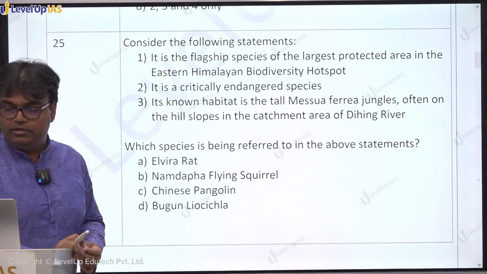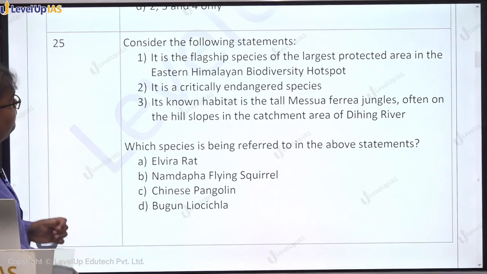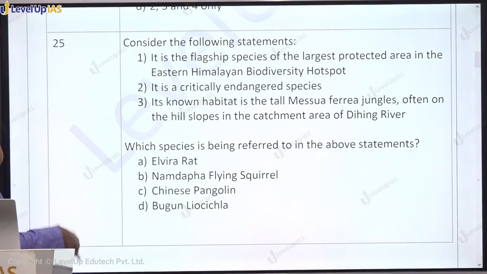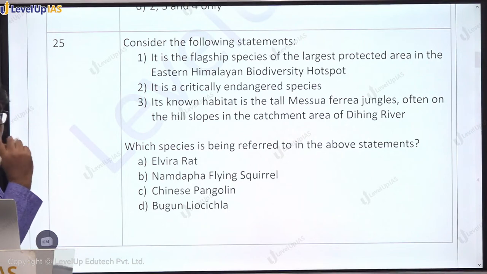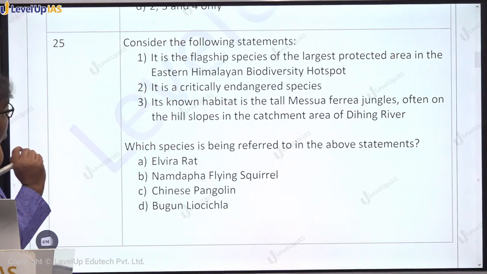25. Haan, Hustan Prabhakar. It's a flagship species of the largest protected area in the Eastern Himalayas. Eastern Himalayas mein largest protected area kaun sa hai? Namdapha National Park. It's a critically endangered species. Its known habitat is tall Mesua ferrea jungles, often on the hill slopes in the catchment area of Dihing River. Namdapha flying squirrel. Right. It is critically endangered. It's found in Namdapha and it lives in those tall trees. 25 ka answer is B.